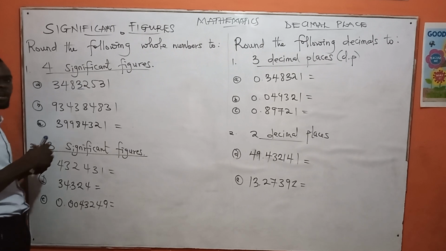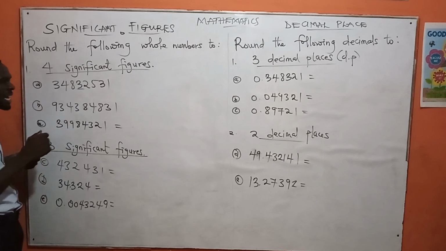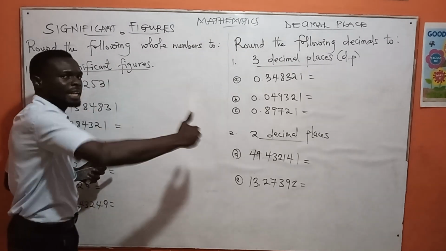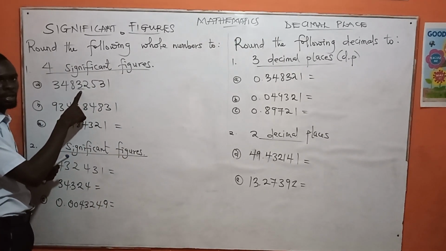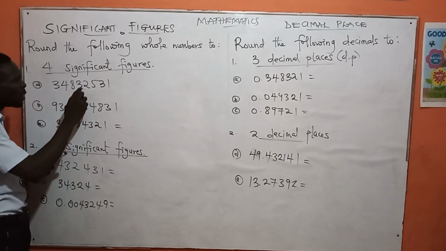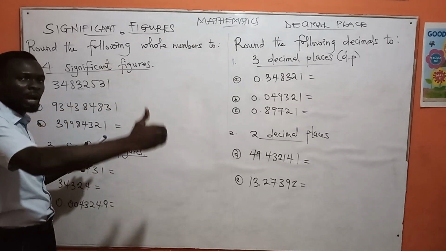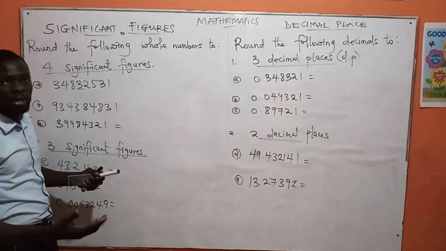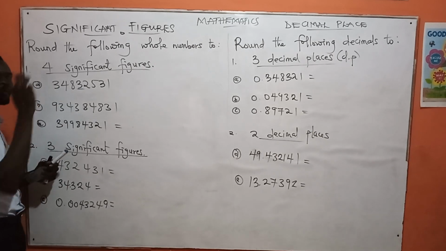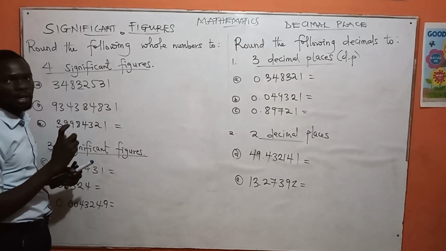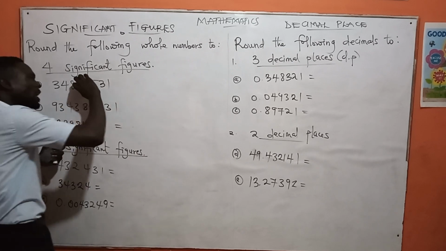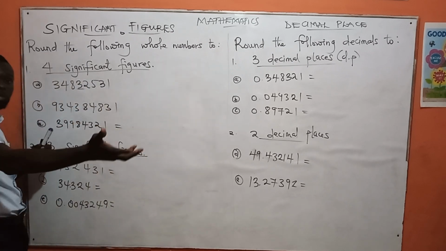So 3 being the fourth significant figure, then we are going to consider the number on the immediate right of 3. The number on the immediate right of 3 is 2. Now whenever the number on the immediate right is more than 5, or equal to 5, we add 1 to the identified significant figure. But if it is less than 5, you maintain the digit. Then we change the remaining values to 0.